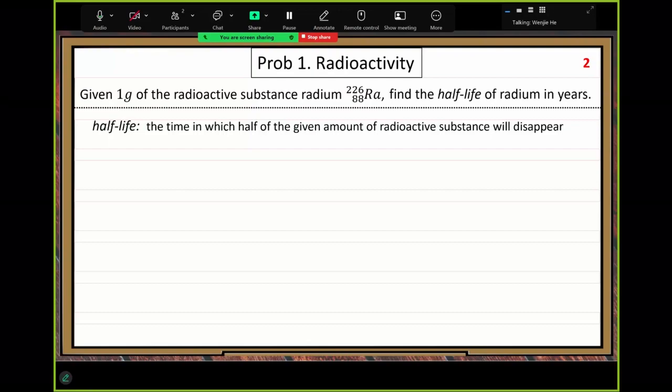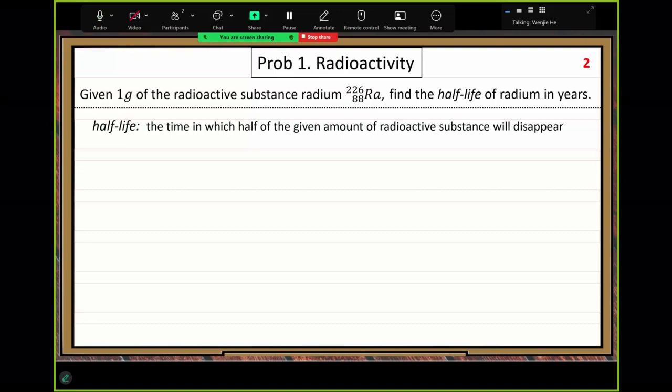What's the half-life? The definition: the time in which half of the given amount of radioactive substance will disappear. Here, the given amount is 1 gram of radium, the radioactive substance.